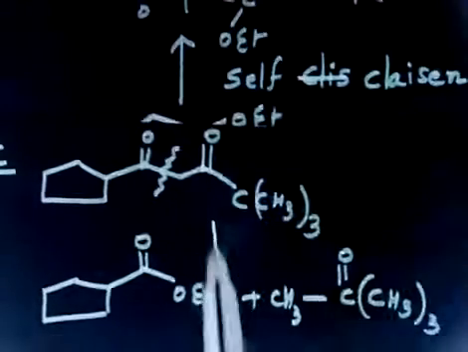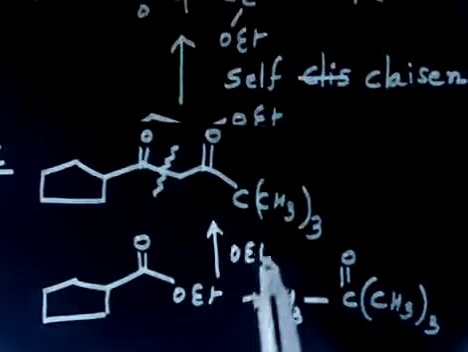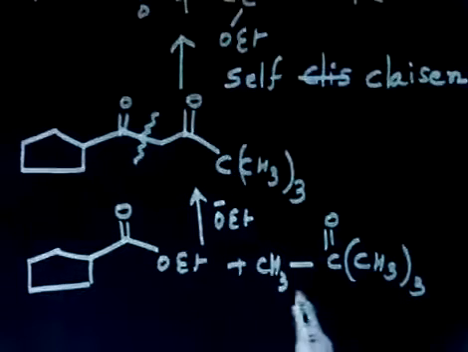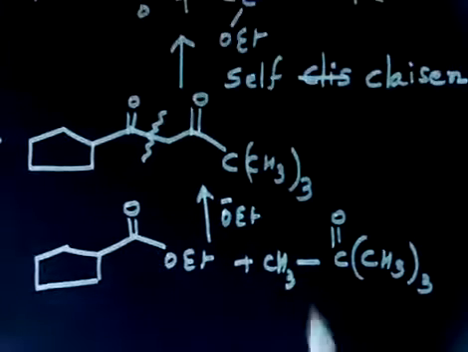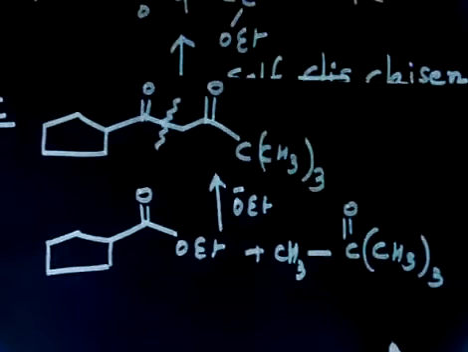and if you treat this with OEt minus, that is a base, in that case what will happen? You will get a carbanion, this carbanion will attack here, this goes. So this is one way to make this compound. Are you getting or not?